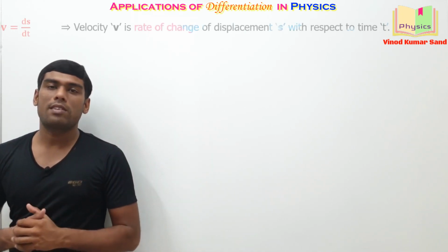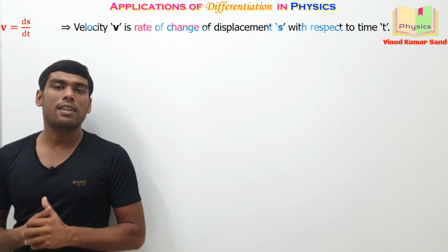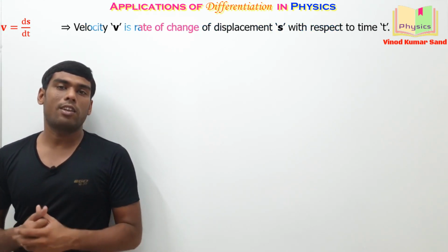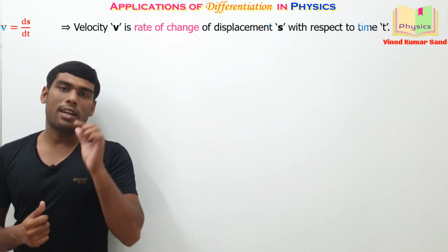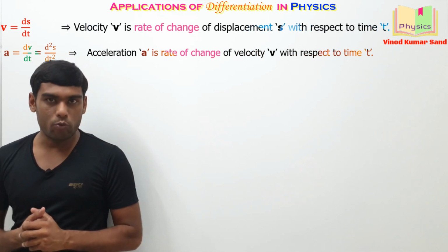Our next topic is the practical application of differentiation in physics. Many formulas and calculations in physics become easy with differentiation. For example, if we know the displacement, then we can represent the velocity as the rate of change of displacement, means d by dt of s. And if we know the velocity, we can easily obtain the acceleration. The acceleration will be the rate of change of velocity, means d by dt of v.